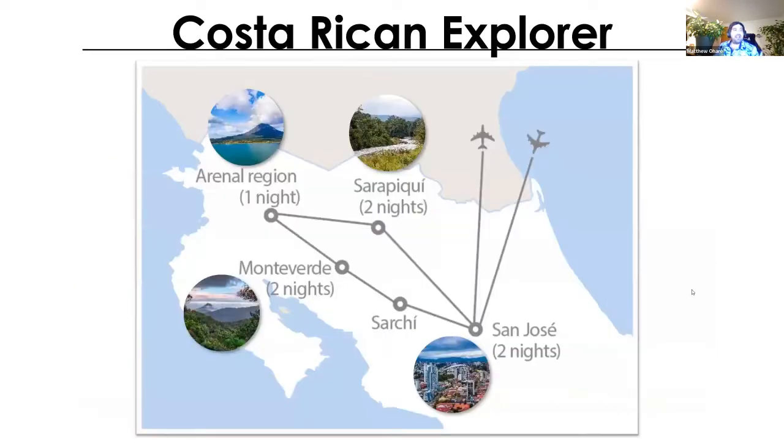There we go. So our tour is 8 days in Costa Rica, with 2 nights in the capital, San Jose, a day in Sarchí, 2 nights in Monteverde, 1 night in the Arenal region, and 2 nights in Sarapiquí.